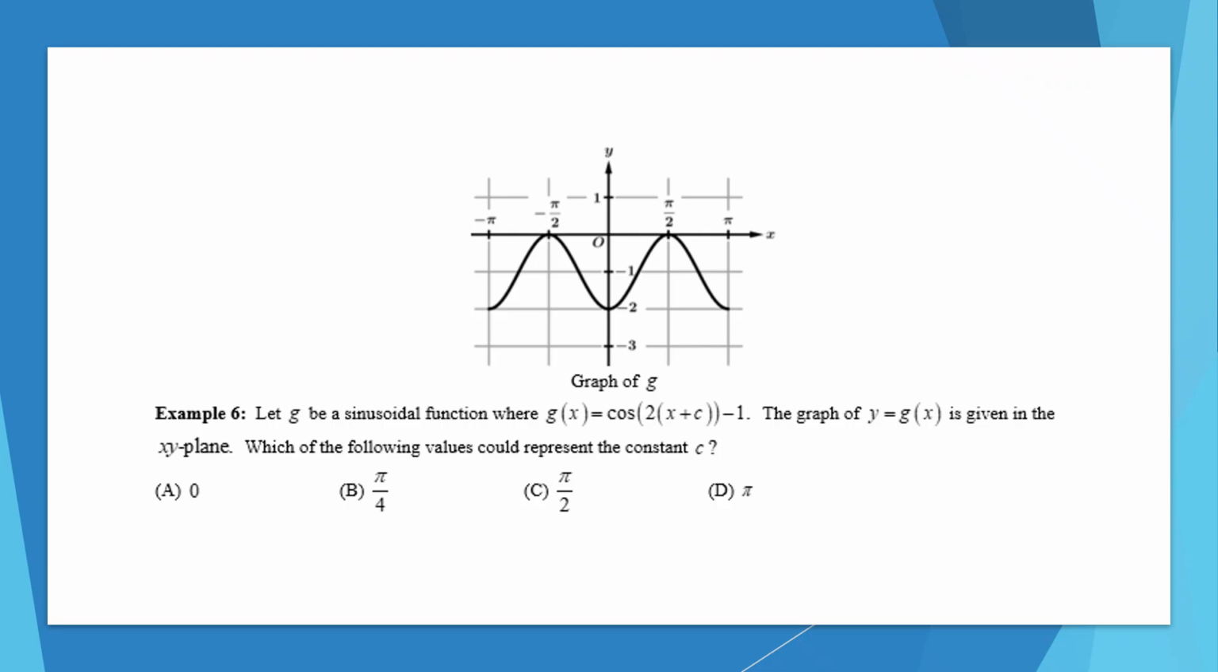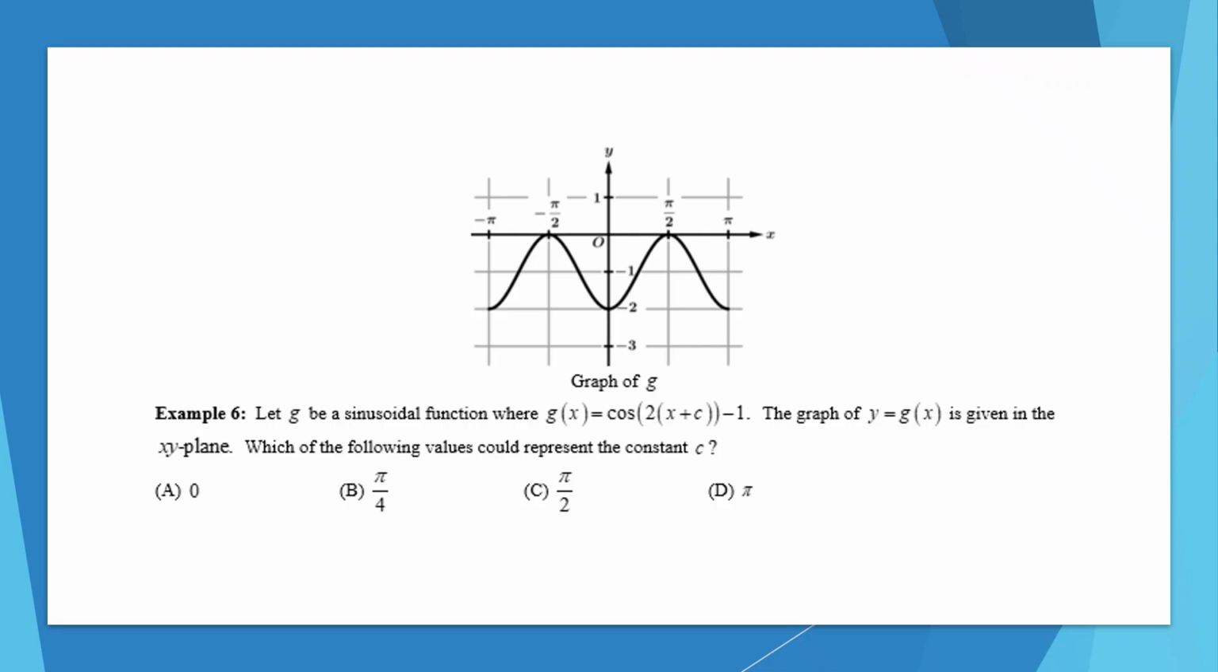So example 6, let g be a sinusoidal function where g of x equals cosine of 2 times the quantity x plus c, minus 1. The function g, what could represent the constant c? So here, the main thing that we want to see is what phase shift do we need in this case, right? We're looking at how far do we move the graph left or right to align with a cosine starting point. And a cosine starting point is, remember, at the maximum going down. So we're going to test all 4 of these options to see if we will get any of them to align with a maximum going down.